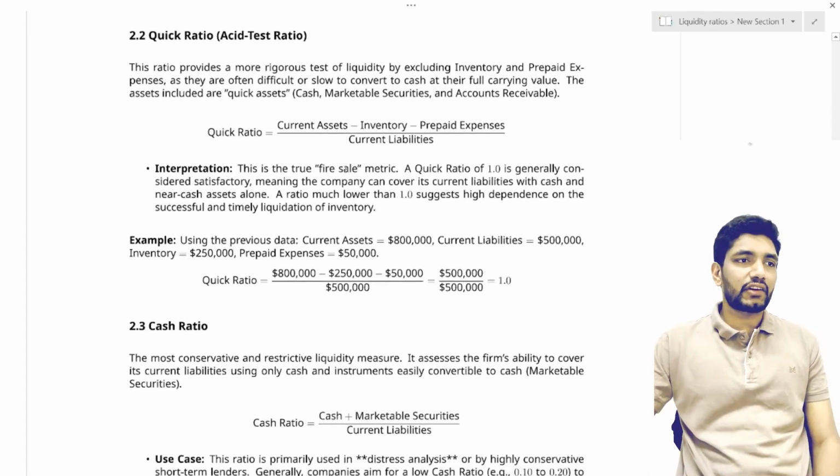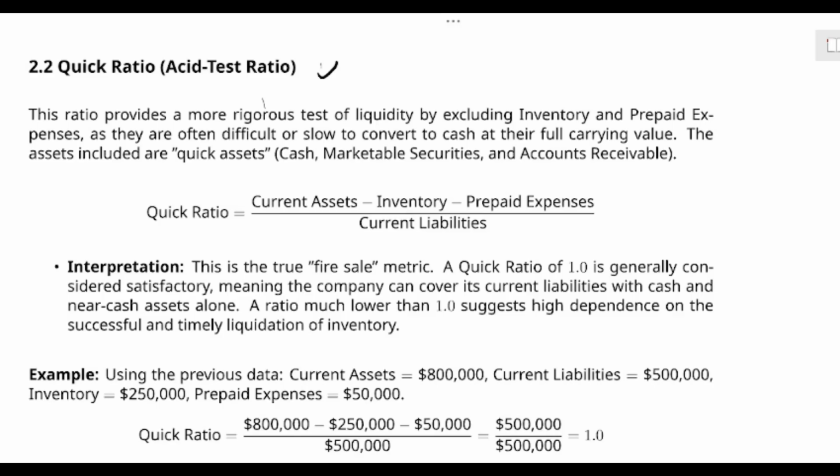So we'll move into the second ratio, that is quick ratio. In current assets, there are some items like inventory and prepaid expenses, which will take time to convert into cash. If it is inventory, first it has to be converted into receivables, and that receivable has to be converted into cash. Then only can we liquidate the inventory. So in the quick ratio, what we are doing is removing inventory and prepaid expenses from the current assets to get the quick assets.